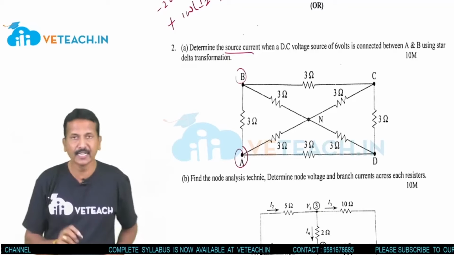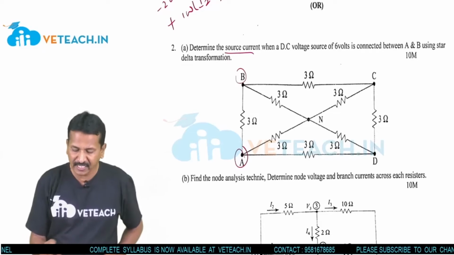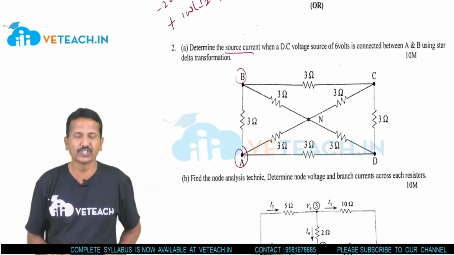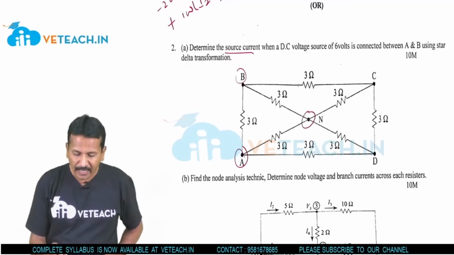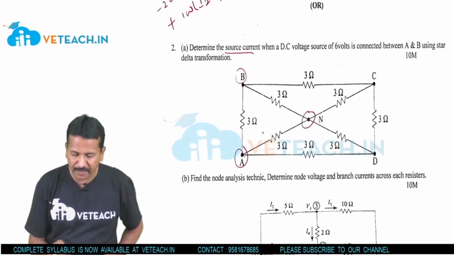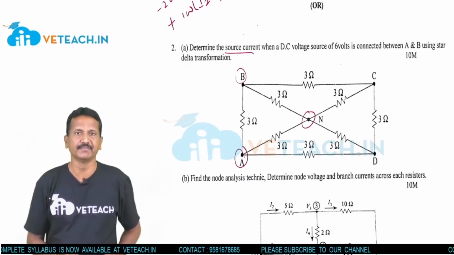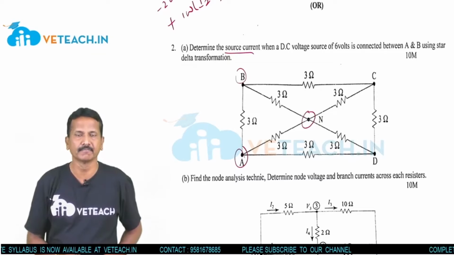Students, see here, see this network. A, B, C, D, four points are there, four nodes are there. This is a midpoint N. And see, all the resistances are the same. So there is no problem for us.